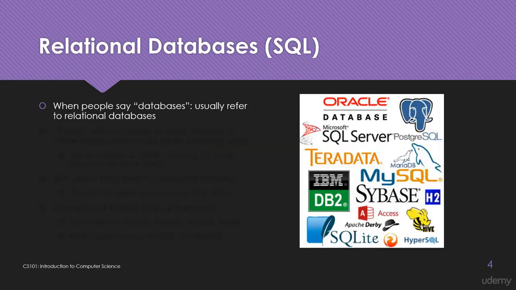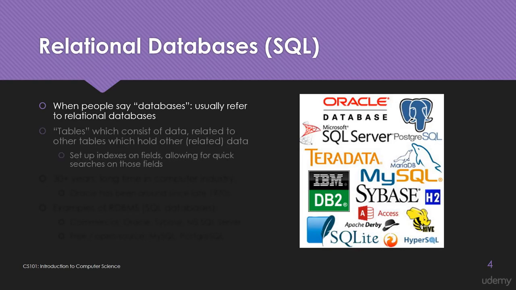When people talk about databases, they usually refer to relational databases. That's the traditional definition of a database for many decades now. These relational databases have tables which contain data, and these are related to other tables that hold other related data. We'll see some examples in a few seconds. You can set up indexes on these fields, and that allows you to do quick searches on those fields. Databases are good for storing data, retrieving data, and doing queries, and they're set up to do this. So you don't need to worry about this in the software, because databases do that for you.